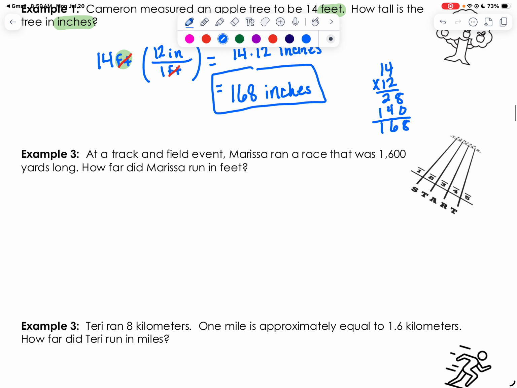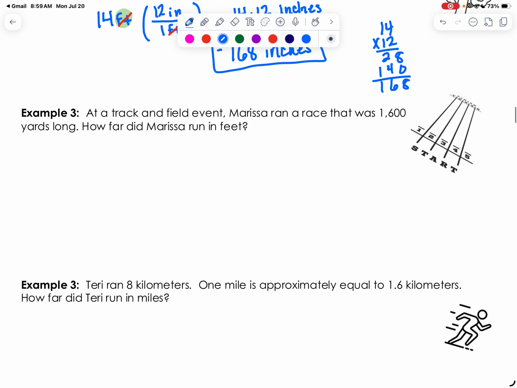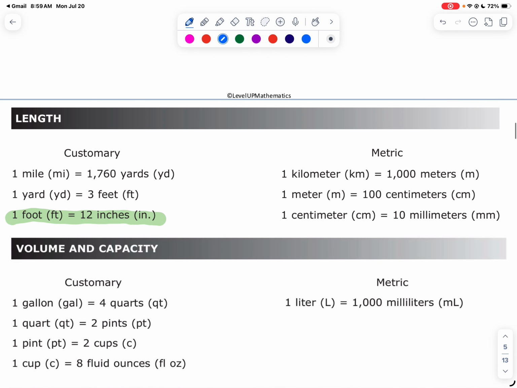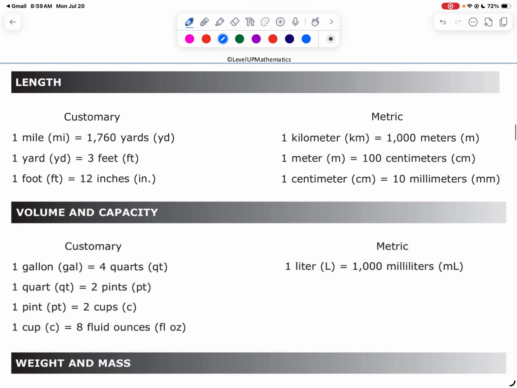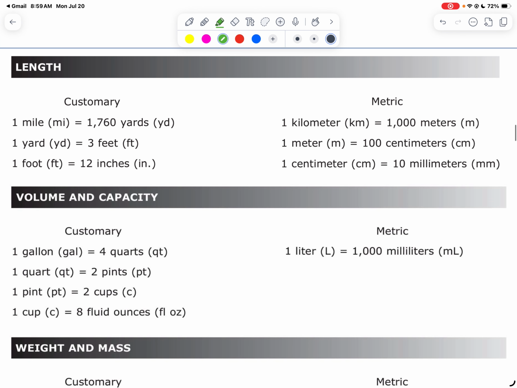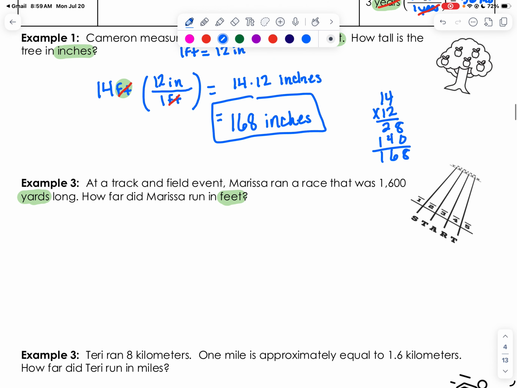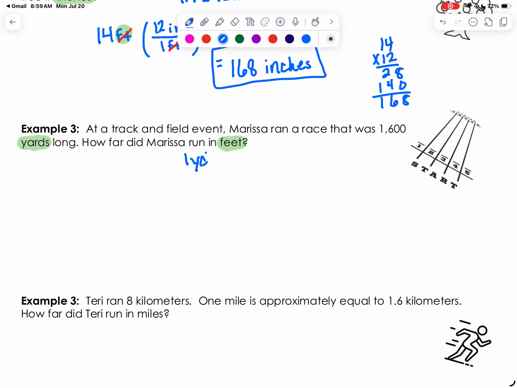All right, example 2. At a track and field event, Marissa ran a race that was 1,600 yards long. How far did Marissa run in feet? So in this problem, we're going from yards to feet. So again, I always want to start with my unit rate. So to find my unit rate, I'm going to go to my formula chart, and I want something that compares yards with feet. So there's my unit rate. 1 yard is equal to 3 feet. So I'll abbreviate yard YD. 1 yard equals 3 feet.